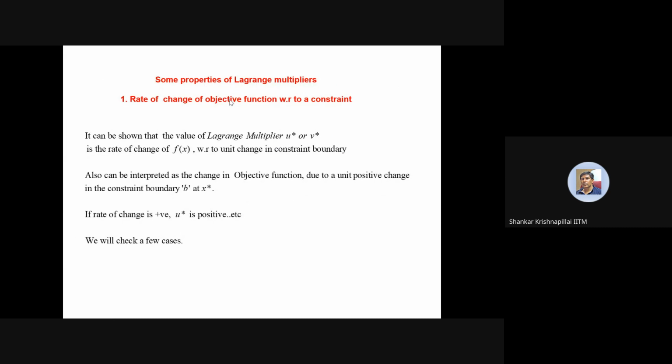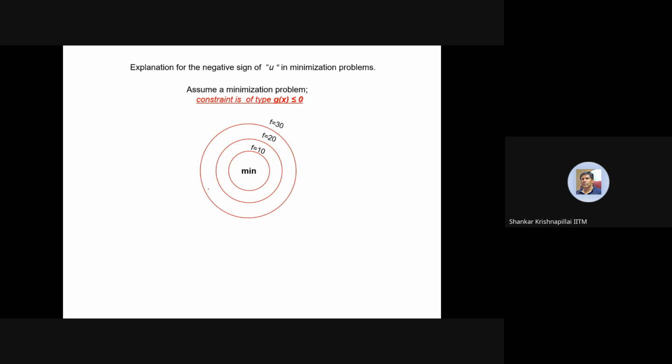Okay, so in the last class we were looking at the meaning of the Lagrange multiplier. First we looked at the meaning of the Lagrange multiplier U or V. U star, V star means the value at the optima. Star means the value at the optima. So basically, this U or V star represents the change of the objective function due to a unit positive change of the constraint boundary B at the optima point X star.